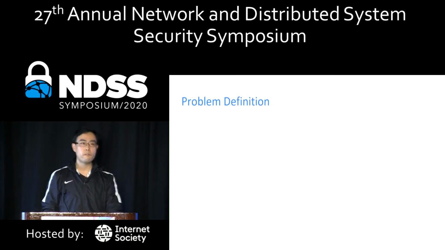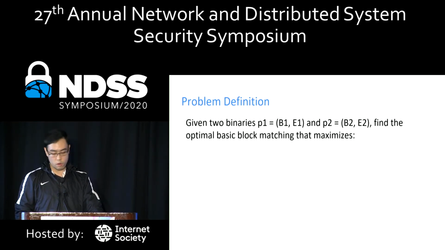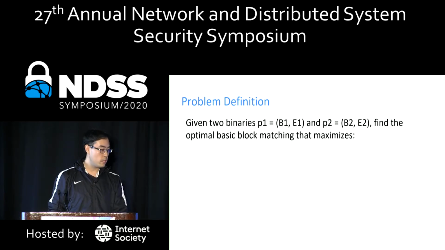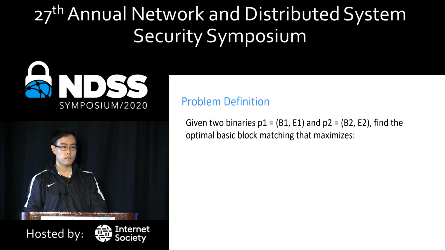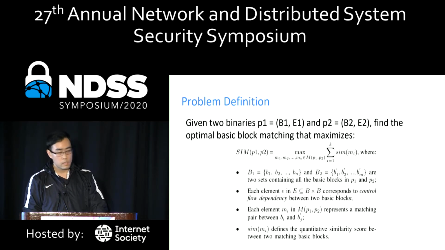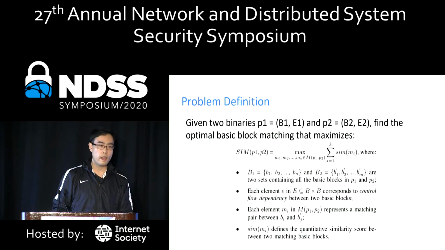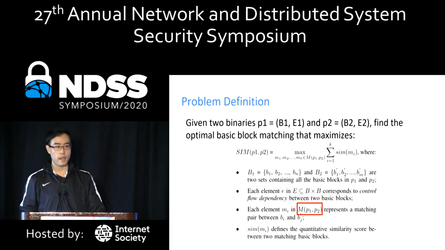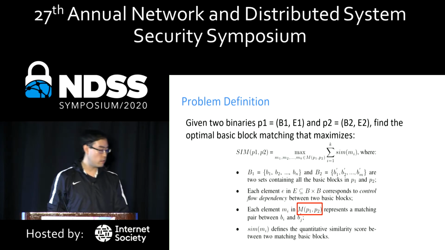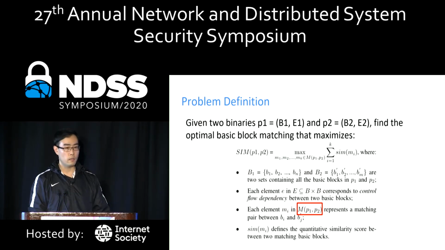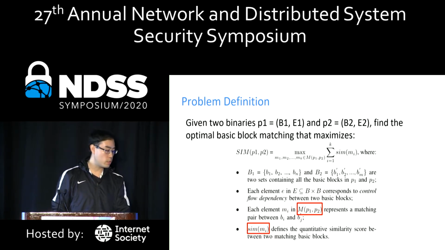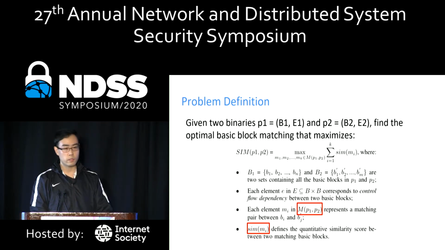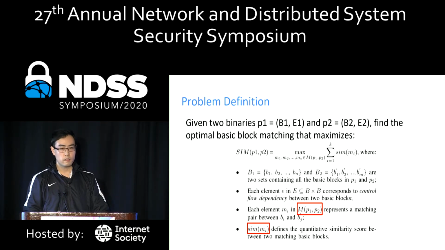But let's first define the problem. Given two binaries, P1 and P2, we try to find the optimal basic block level matching that maximizes the similarity. There are two important aspects here. The first one is big M, which represents the matching pairs among the basic blocks between the two binaries. And second is a sim function, which defines the quantitative similarity score between two basic blocks.